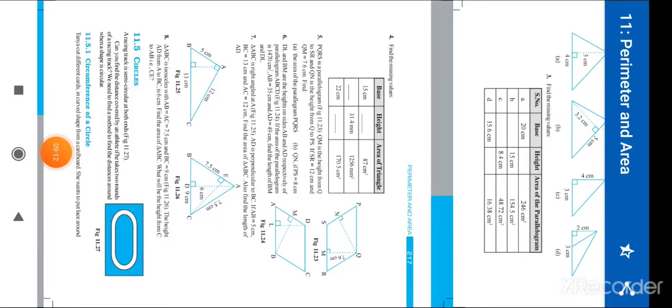ABC is an isosceles triangle with AB is equal to AC is equal to 7.5 centimeter and BC is equal to 9 centimeter. The height AD from A to BC is 6 centimeter. Find the area of triangle ABC. What will be the area? What will be the height from C to AB? That is CE. So students, you can solve this question by yourself as I did in question number 7.